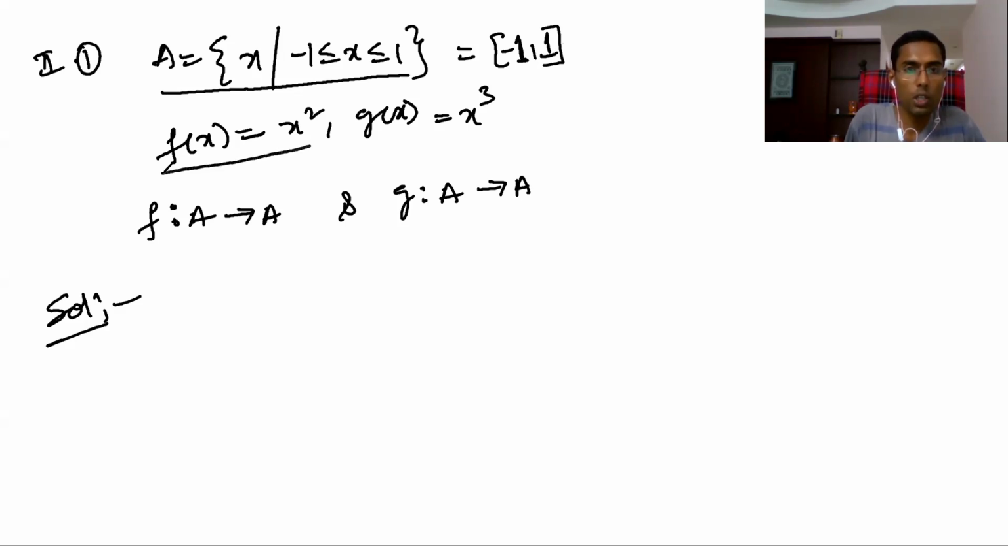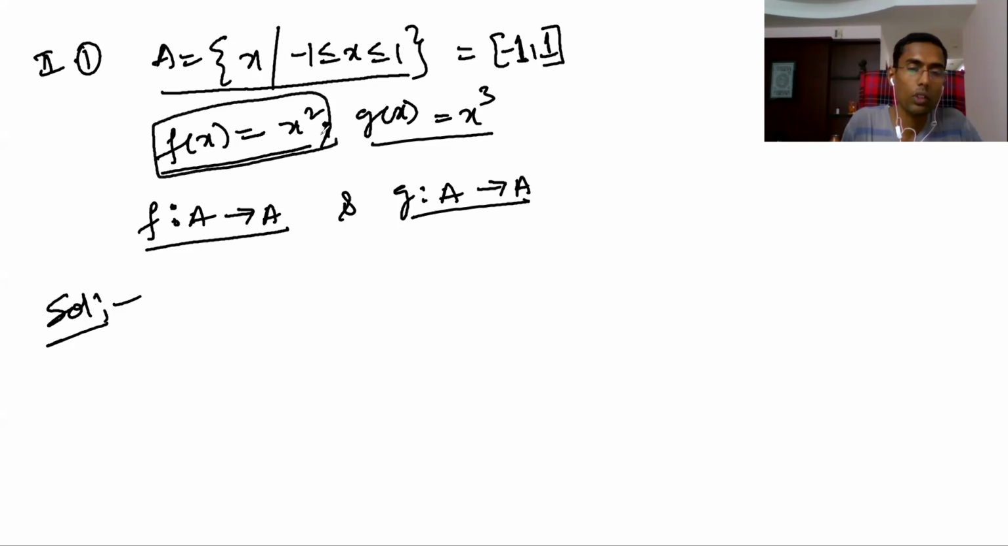Now f is a function from where to where? A to A, defined as f of x equal to x square. And g is a function from where to where? A to A, defined as x cube. Then which of the following is a surjection? That is the question now. Which of the following is a surjection?